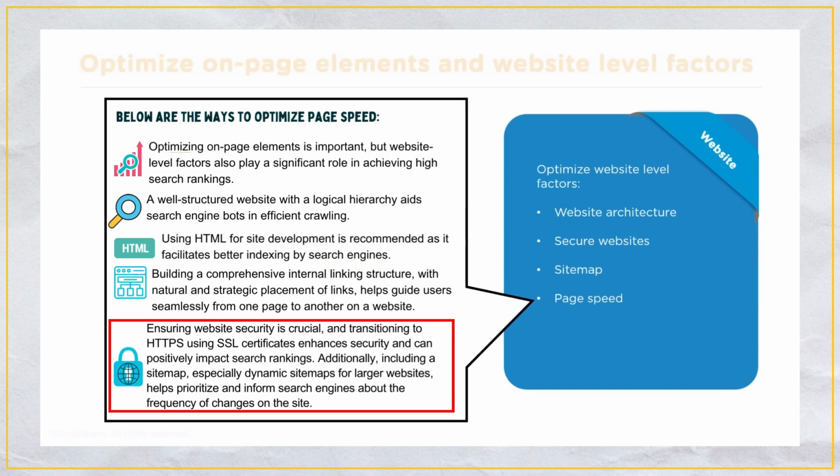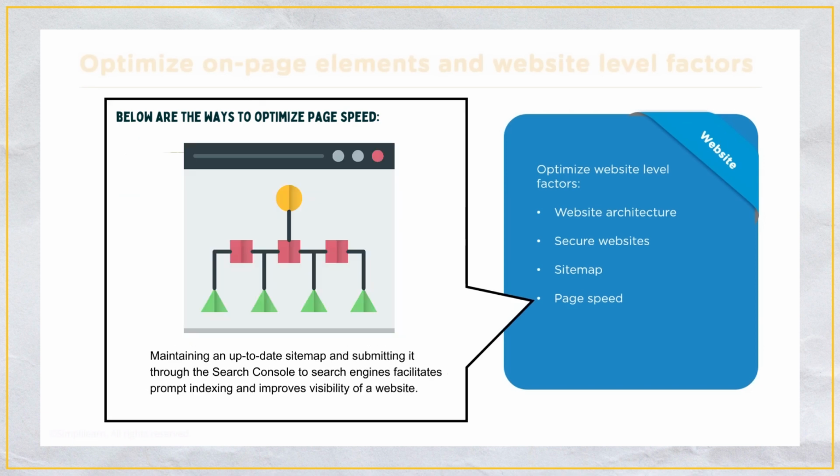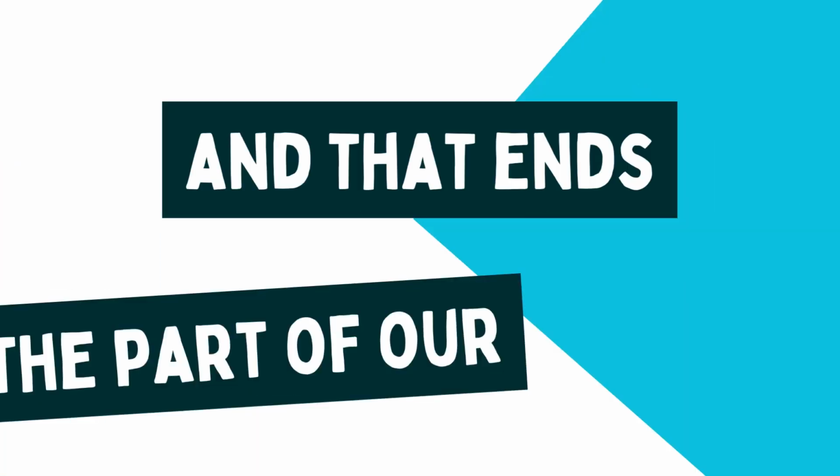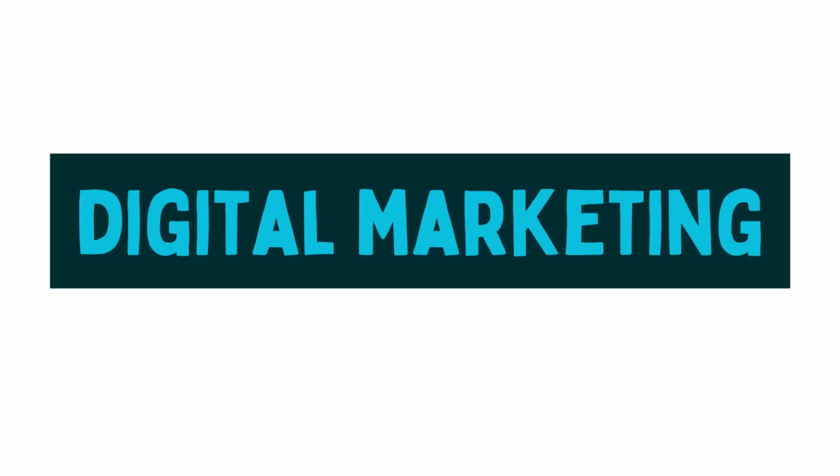Website security is vital, and transitioning from HTTP to HTTPS using SSL certificates enhances security and improves search rankings. Including a sitemap, especially dynamic sitemaps for larger websites, helps prioritize and inform search engines about the frequency of changes. Maintaining an up-to-date sitemap and submitting it to search engines through the Search Console aids in prompt indexing and better visibility. And that ends a part of our discussion about digital marketing.